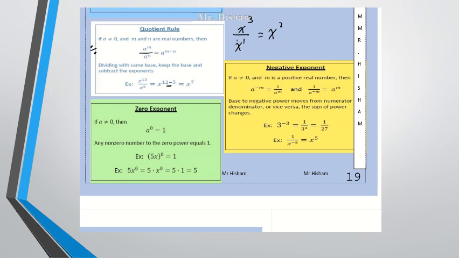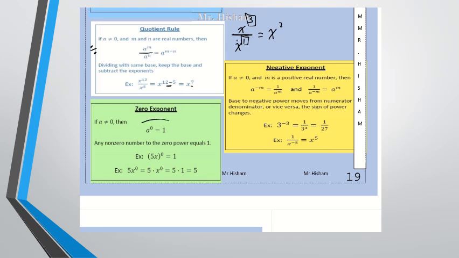Again, this sign is division. I have x power 3 and I have x power 1. In case of division, I subtract the powers. So 3 minus 1 is equal to 2, and 12 minus 5 is equal to 7. You got it now?